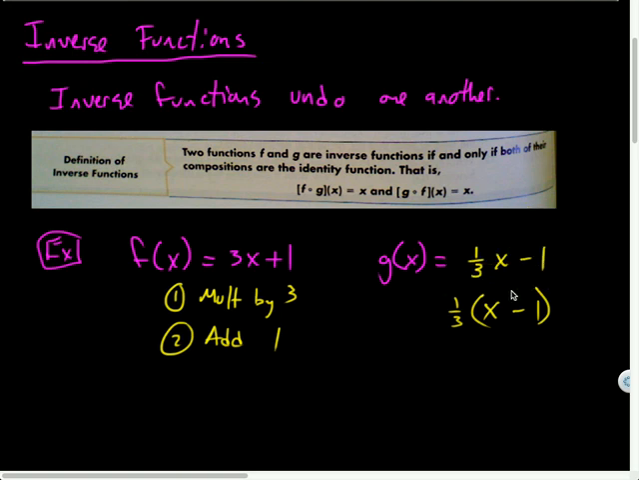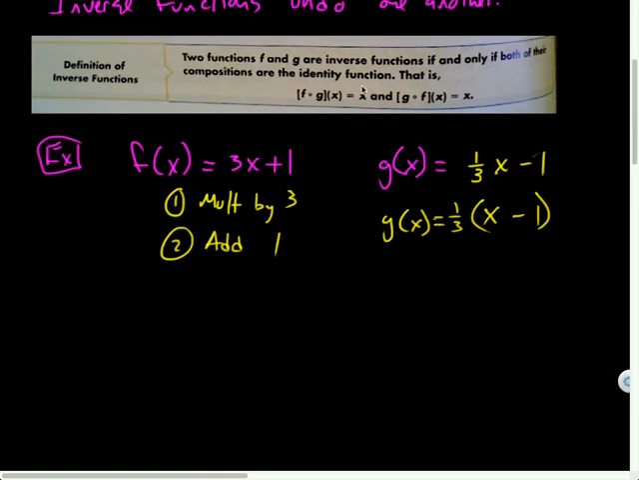But in this case, we not only have to undo the operations, we have to undo them in the reverse order. So our actual g of x will be this one here. And what this is claiming is that f of g of x should equal x. So let's verify that, shall we? Let's figure out what f of g of x is.